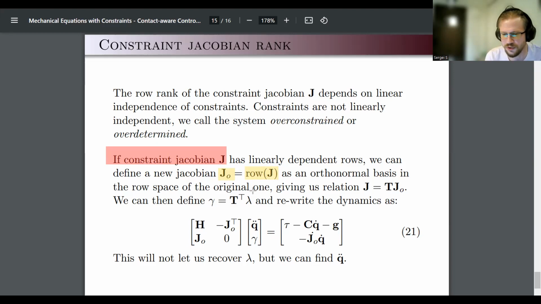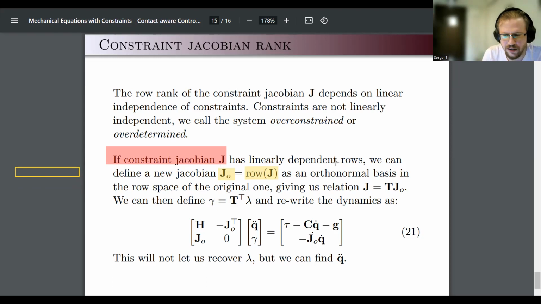I don't know if there are any of you who feel comfortable with the idea of a row space orthonormal basis. I think that's one of those extremely non-intuitive ideas. But if you feel uncomfortable, you can think of it as a column space basis for the transpose of J. So J is a wide matrix, right? So let me draw it for you. J is a wide matrix here.